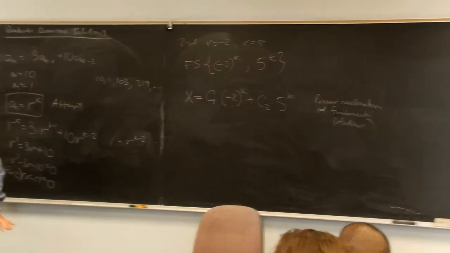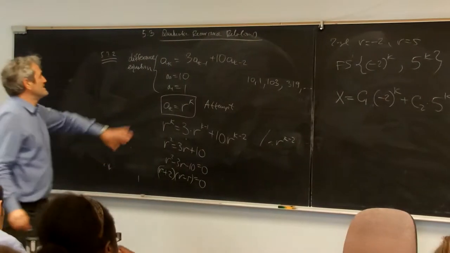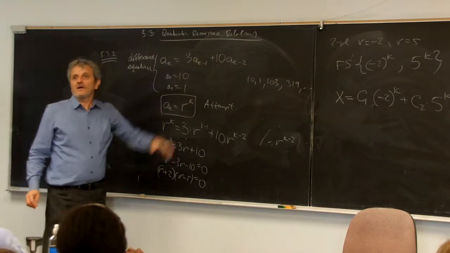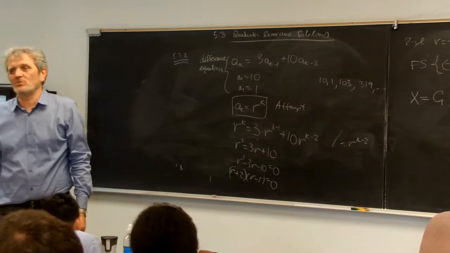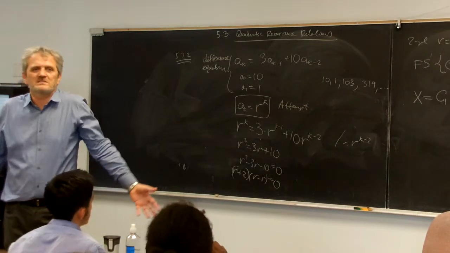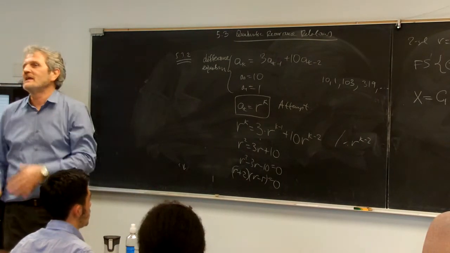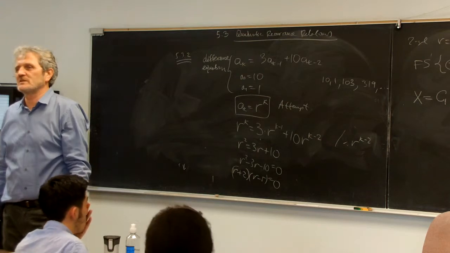And they all satisfy this equation. Now the question is, how much are C1 and C2? As much as you want, whatever you choose: 3 and 7, 3 halves and 9. They will all satisfy the equation.